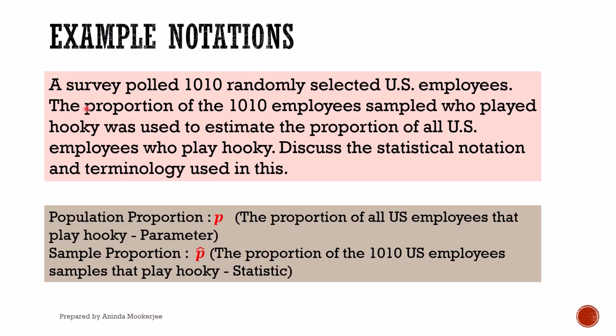So let's read through this example. It says here, a survey polled 1,010 randomly selected US employees. The proportion of the 1,010 employees sampled who played hooky was used to estimate the proportion of all US employees who play hooky. Discuss the statistical notation and terminology used in this.